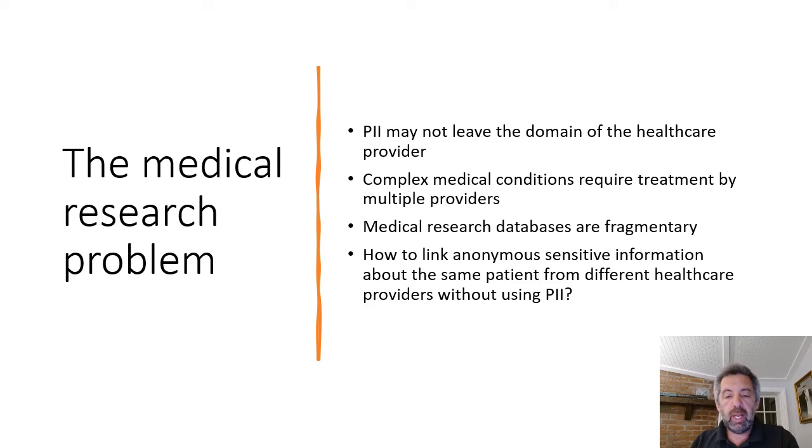Medical research databases, as a result, are fragmentary because they often don't collect the full picture of information related to a patient. So our question is, how do we link anonymous sensitive information about the same patient coming from different healthcare providers without using any PII or any identifier that is equivalent to PII?